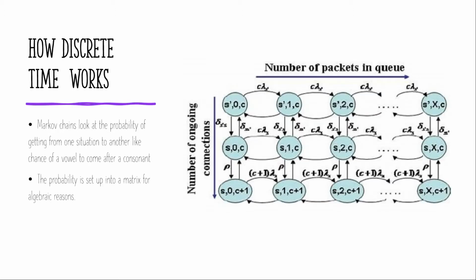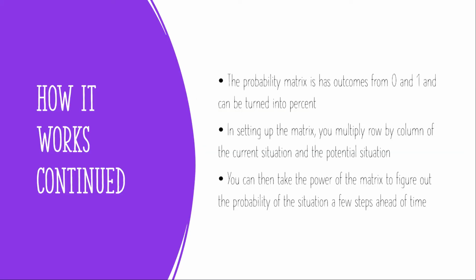Discrete Markov chains look at the probability of getting from one situation to another, like the chance of a vowel coming after a consonant. The probability is then set up into a matrix so you can compute it easier. The matrix has outcomes from 0 to 1 and can be turned into percents. In setting up a matrix, you multiply row by column of the current situation and the potential situation. You can then take the power of the matrix to figure out the probability of a situation a few steps ahead of time.